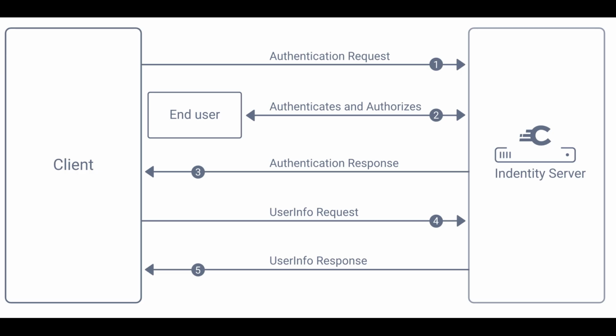An ID token is a JSON Web Token, or JWT, containing claims about the authenticated user. It includes standard claims like SUB, which is a unique identifier for the user, ISS, which identifies who issued the token, AUD, which identifies who the token is intended for, and EXP, which is when the token expires. It also includes profile information like name, email, and picture if requested.